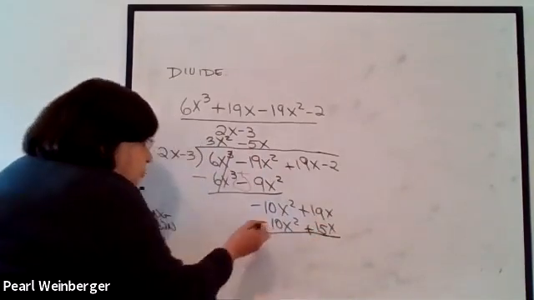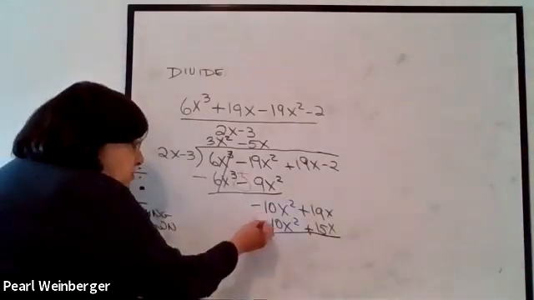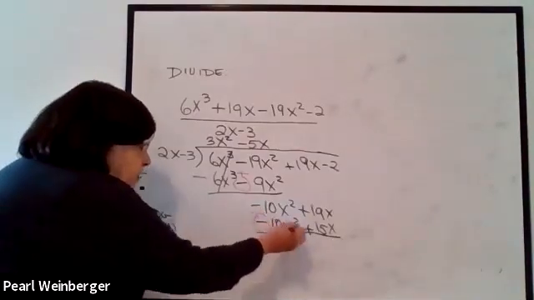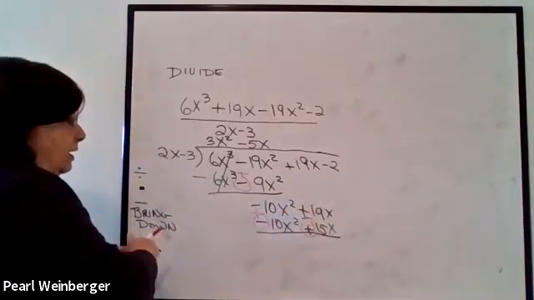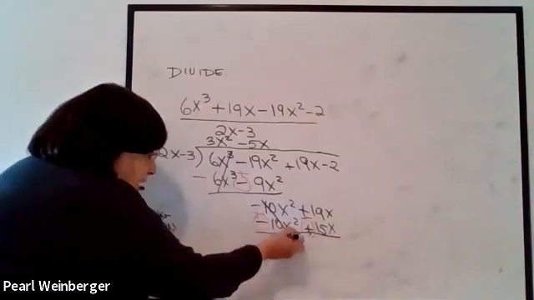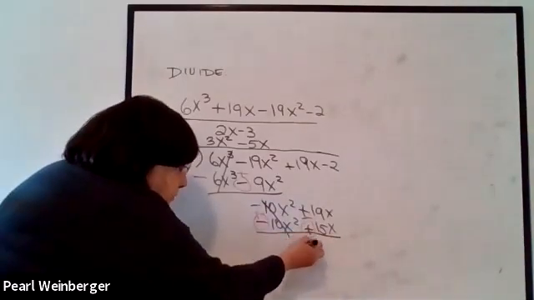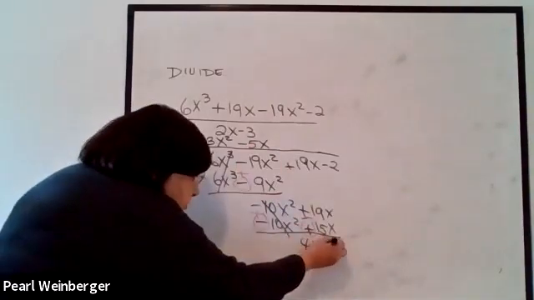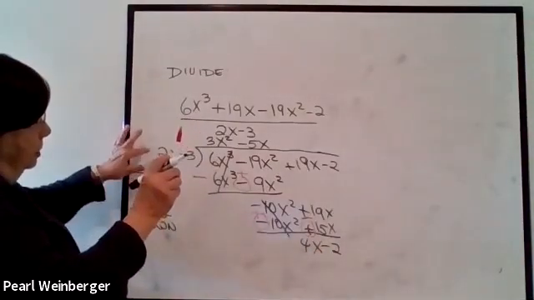Now I've multiplied, so now I have to do the subtraction. And now to do the subtraction, I'm going to change my signs. This negative is going to become a positive. This positive is going to become a negative. And negative 10x squared and positive 10x squared cancel out. Positive 19x minus 15x gives me 4x. And bring down the next term, which is negative 2. And start the process again.